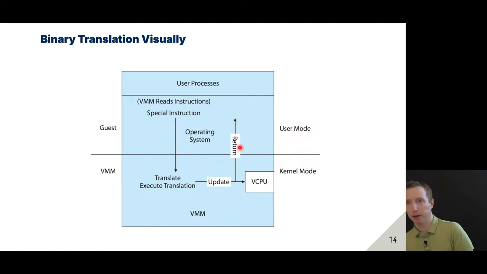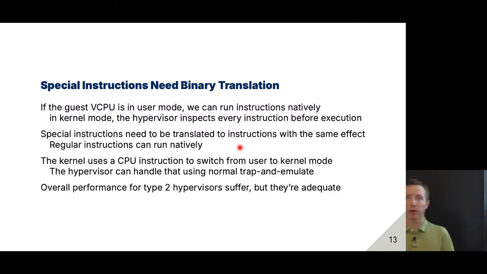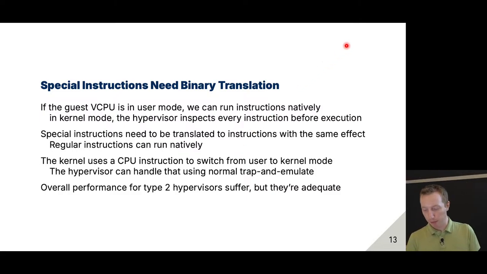And binary translation is, spoiler alert, also how Valgrind works. Valgrind will inspect any instructions that use memory to check whether or not you have accessed something that is actually in bounds. It would translate all your calls to malloc so that it can monitor them and know what memory you actually have valid access to.